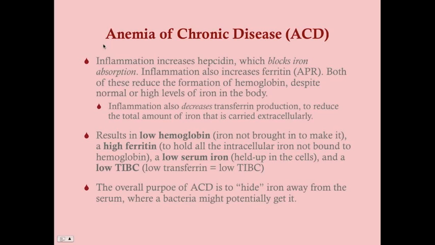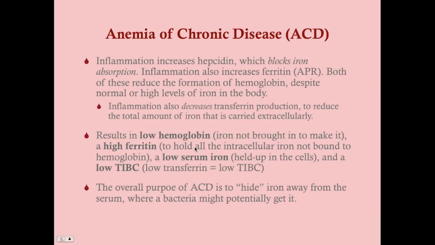So what does all this mean? Well, you're going to have a low hemoglobin. There's not enough iron brought in to make it, because you've got all this hepcidin that's made from the inflammation. You're going to have a high ferritin. Why? Ferritin is an acute phase reactant, and it also holds and hogs iron from the hemoglobin.